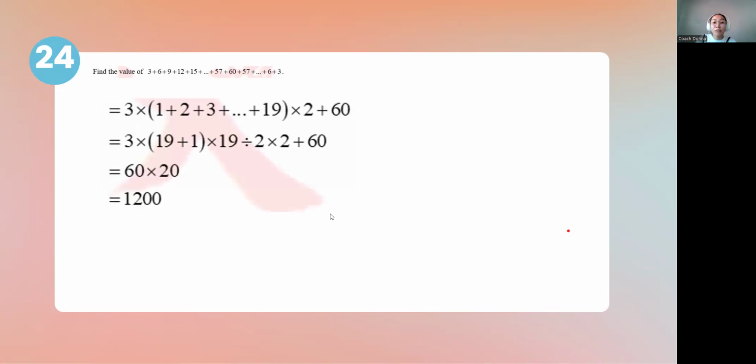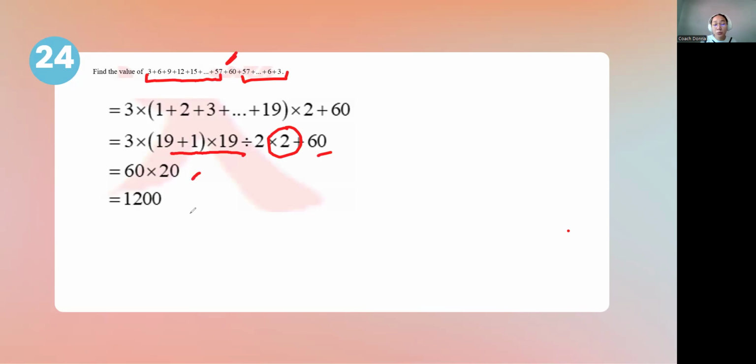So we factored out the 3, and then we have 1 to 19. When you add that, 19 plus 1 is 20, then divided by 2, and then multiplied by 2, plus 60, because the 60 is paired. You multiplied it by 2 because there are 2 sequences like that, right? The first set of sequence and the second set of sequence. That's why we multiplied it by 2. This part right here is just the arithmetic sequence formula, right? And then you add 60 because we have 60 that is unaccounted for.